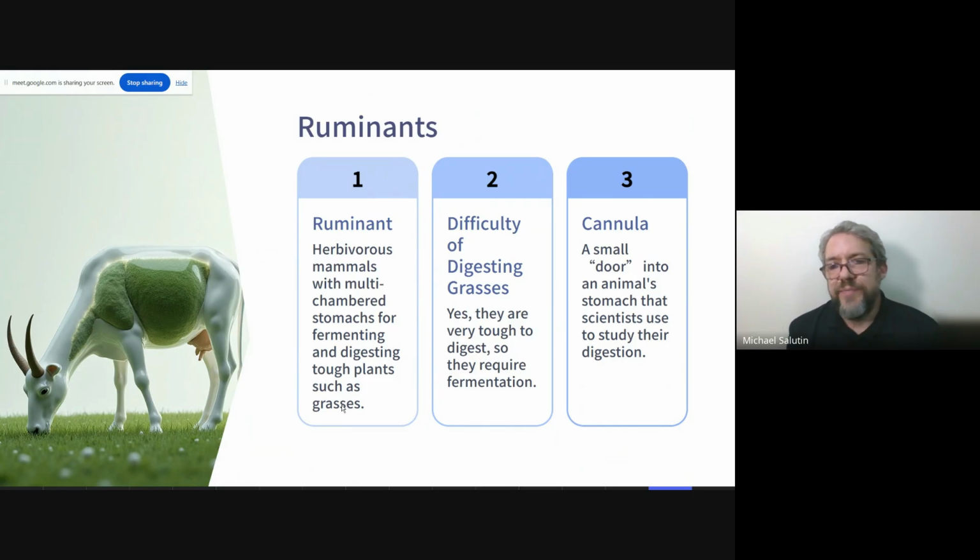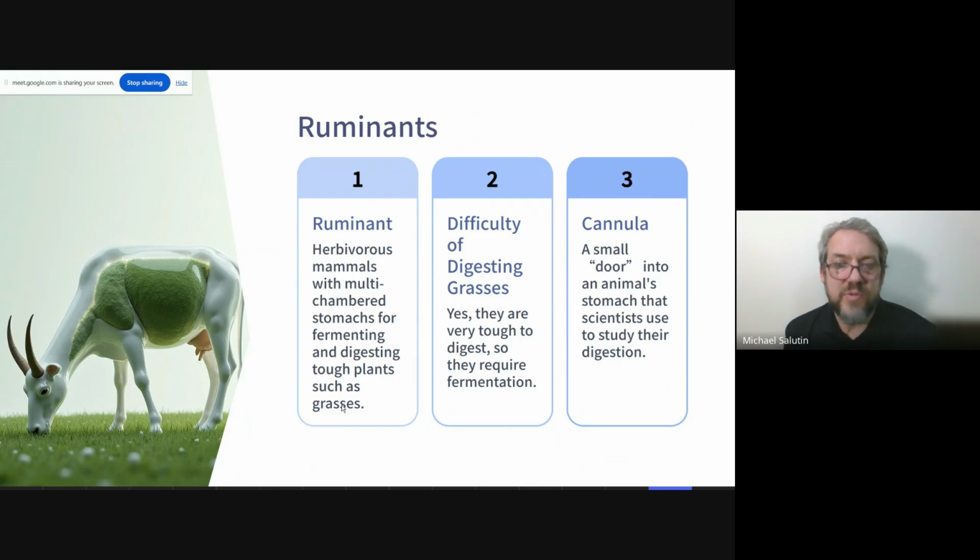So next, we have this question about grasses. Are grasses difficult to digest? Yeah, they are extremely difficult to digest, very tough, and they require this fermentation and rumination process of chewing it over and over again, fermenting it, chewing it again, in order to break it down and get it ready for digestion.